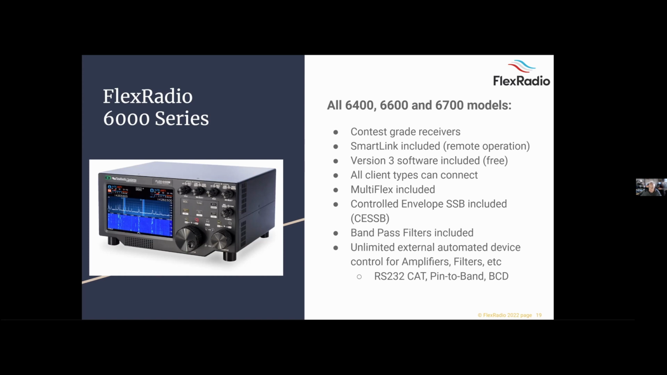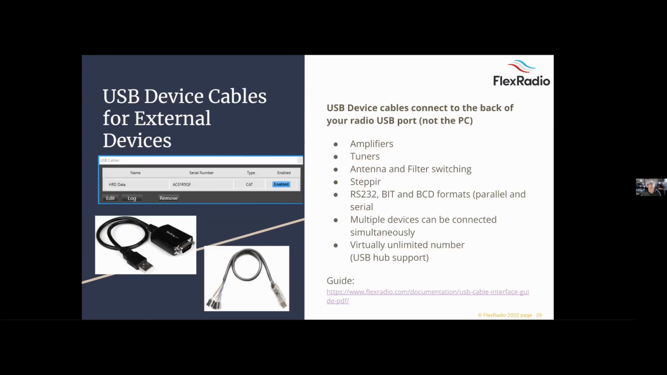So each radio has a USB port. So you can plug a USB hub into that, or you can plug USB devices into it. In fact, there are 2 USB ports on each of our radios, and that can interface with an amplifier or a filter. It can run RS-232 CAT, pin to band, or BCD. All of those are available to you on the radio, and it's virtually unlimited by using the hub.